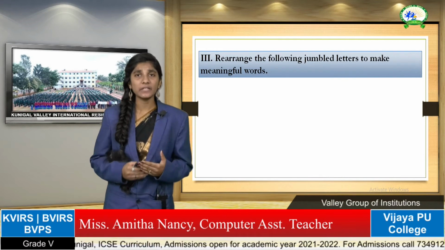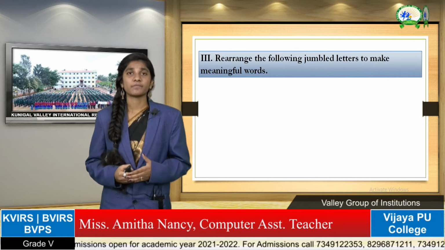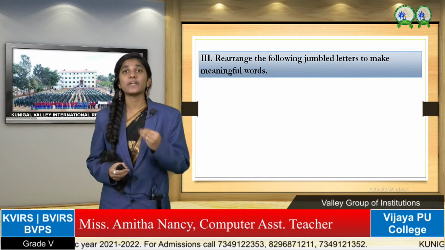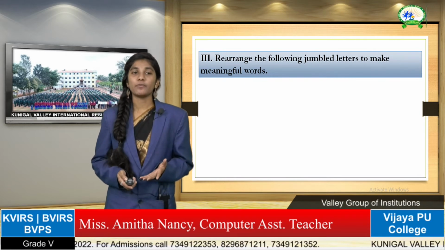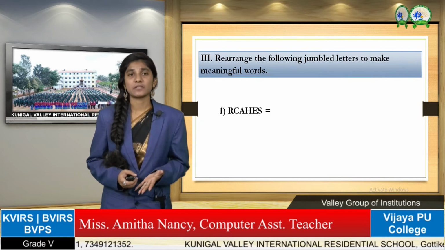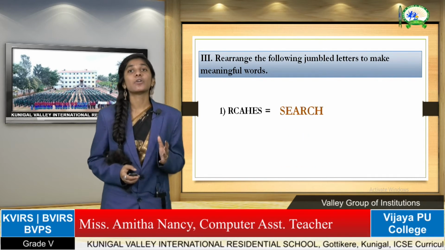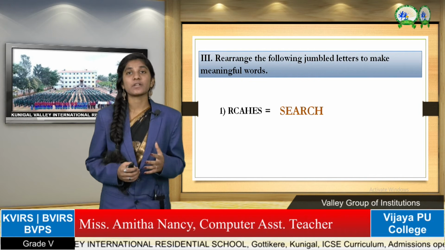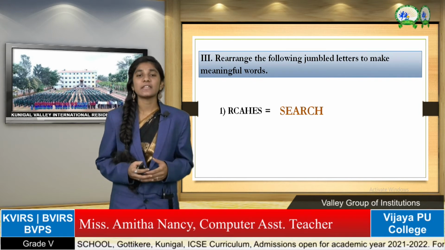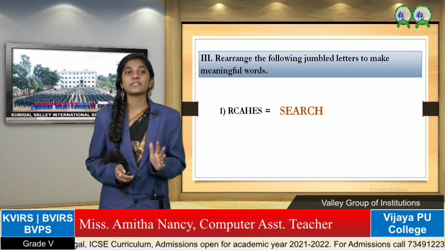In the third main question you will have to rearrange jumbled letters to make meaningful words. We have many words in this chapter, so you should know all the words with their spellings. It will be helpful when you rearrange them. For example, here we have the letters RCAHES. If I rearrange them, I get the word search. Recheck that all the spellings are there: R, C, A, S, E, H. Everything is there, so this is the correct word.